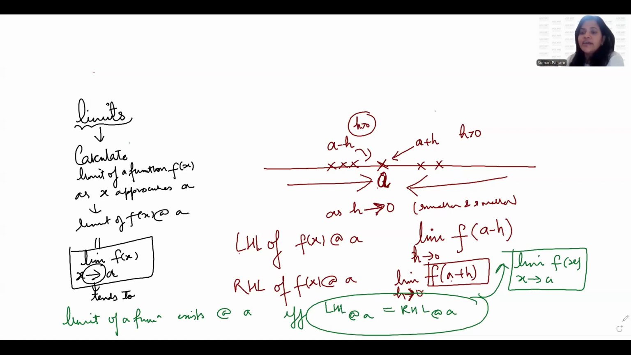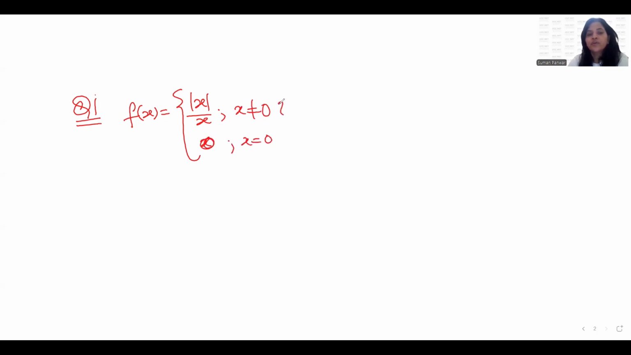Now, this is the definition of limits. So the first type of question that you will encounter is you will have to check for the limits. For example, you have a function f(x) equal to mod x upon x when x is not equal to 0, and 0 when x is equal to 0. If somebody asks you what is limit x tending to 0 of f(x), note that this particular function is changing expressions at 0.